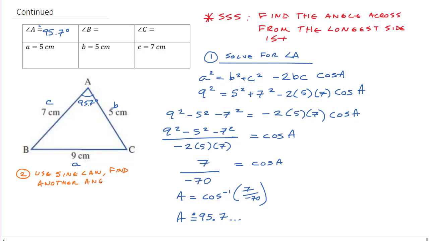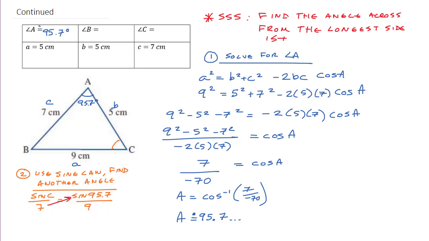All right, so it doesn't really matter. I think I'll just find C. There's C right there. So sine of C over the side across from it, which is 7, equals sine of A over 9. Now here's where I'm going to recall that number when I do the calculation, right? Sine of 95.7 divided by 9. So what are you going to do? You're going to go 7 times sine of 95.7 divided by 9, take the sine inverse, and check if you get the same number as I do.